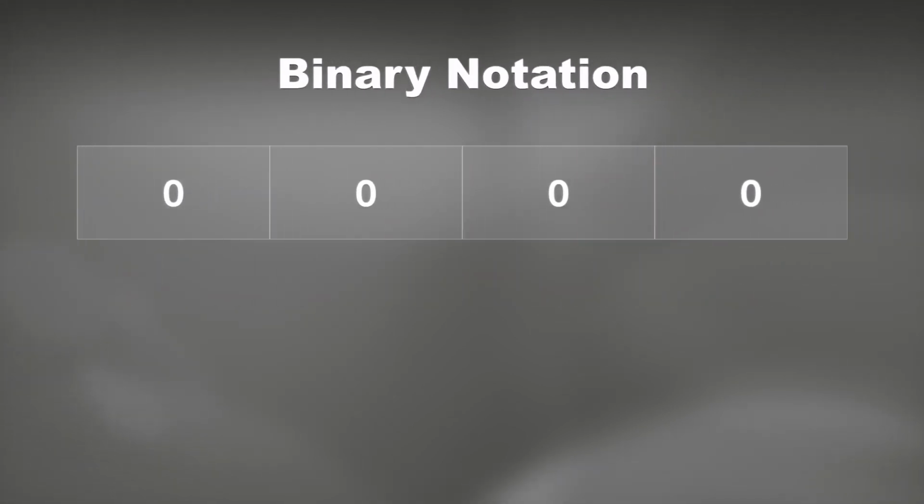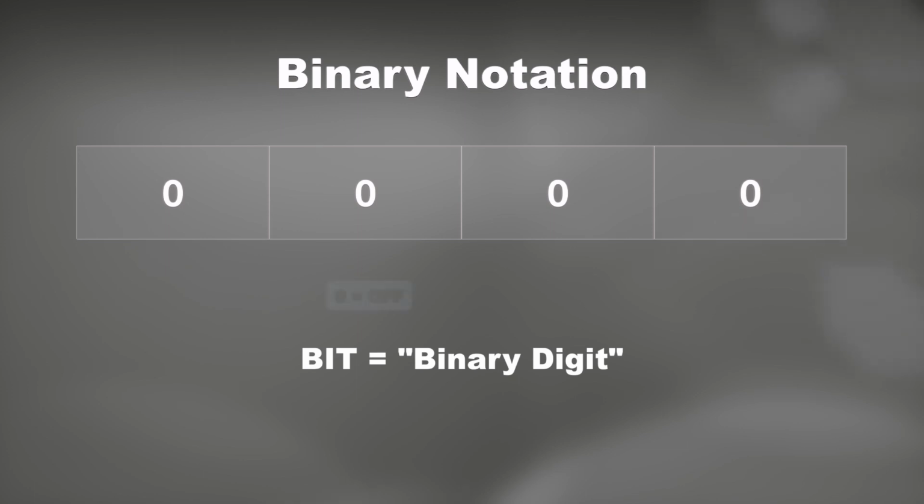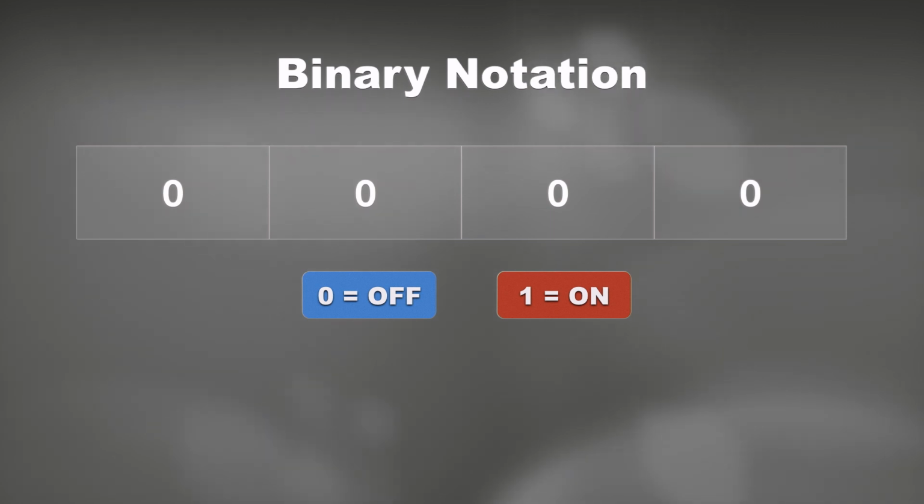Now let's take a look at binary. Each digit in binary is referred to as a bit, and it can only have two states, off or on. We use the number 0 to represent an off state and 1 to represent an on state. Right now, we're looking at a 4-bit number. These 4 bits can be represented by one hexadecimal digit. So let's look at how we can convert between the two systems.